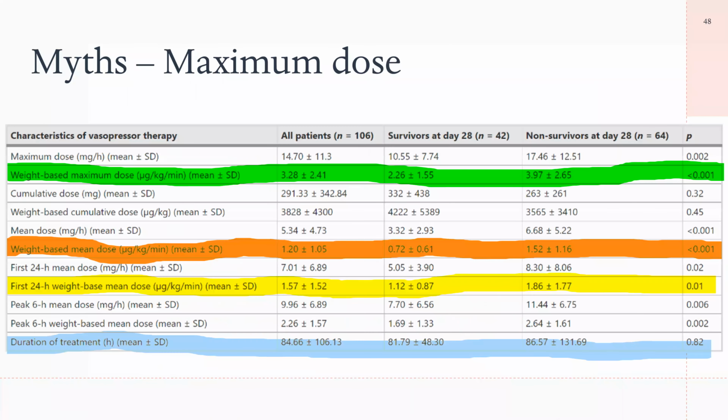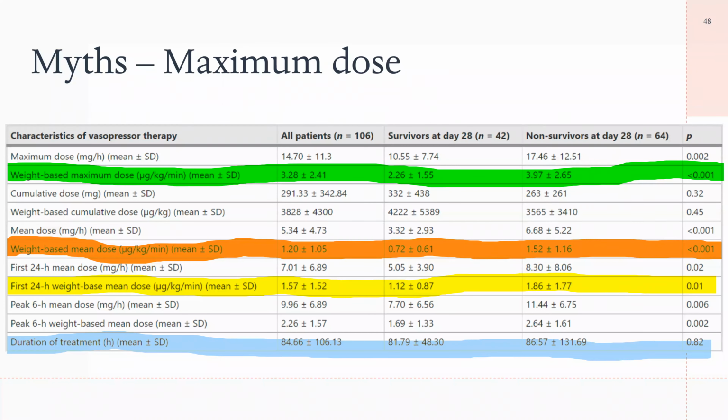Just want to bring this one up. Okay, so this is the table of all the drugs they gave. If you look at the green line, weight-based maximum dose. So the maximum dose that the survivors got was 2.26 mics per kg per minute. More than double the 1 mic where we generally stop. You can see that the survivors was almost at 4 mics per kg per minute.